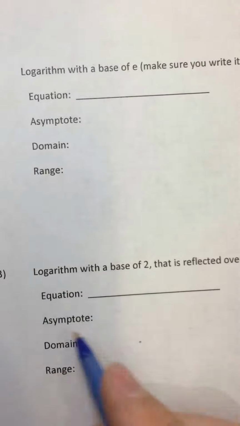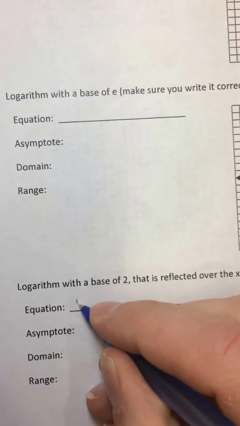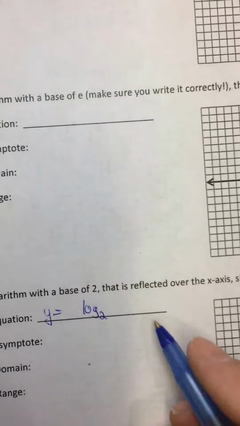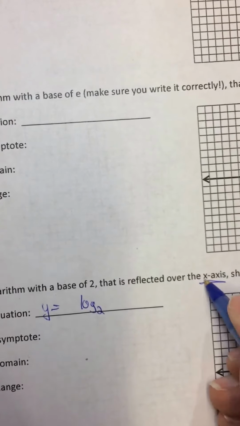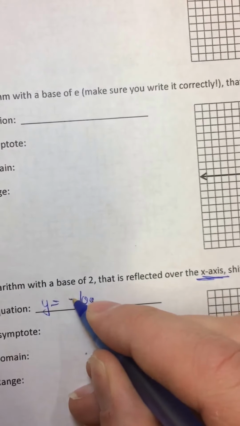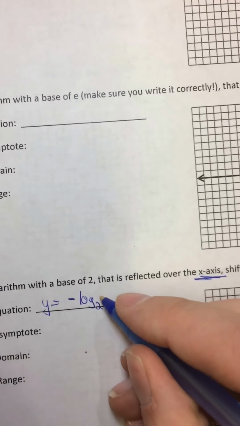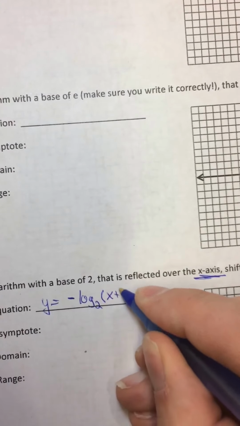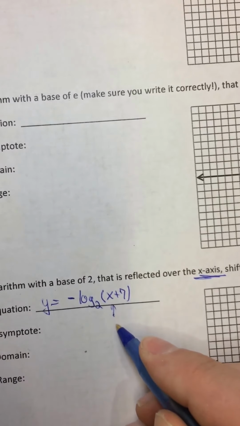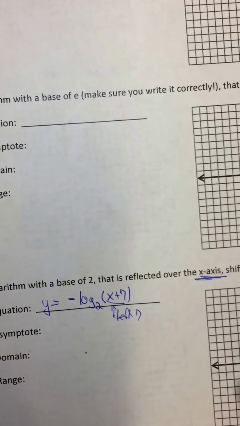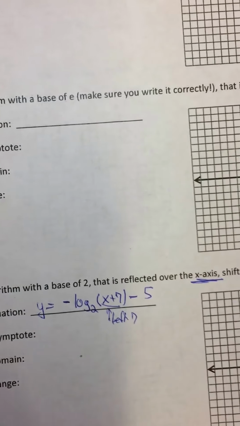This says a logarithm with a base of 2. So we're going to write y equals log base 2. That is reflected over the x-axis. If it's reflected over the x-axis, it's going to have a negative in front of the log. Shifted left by 7, so it's going to be x plus 7 inside of the log. This is a shift left by 7. And down 5, that's outside of the log.